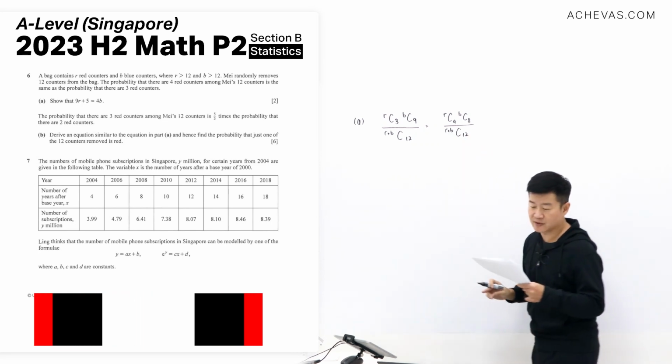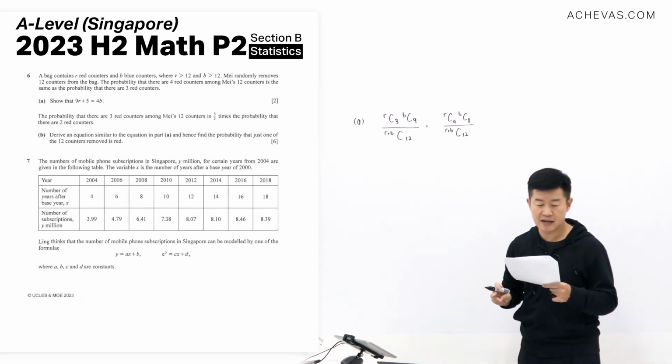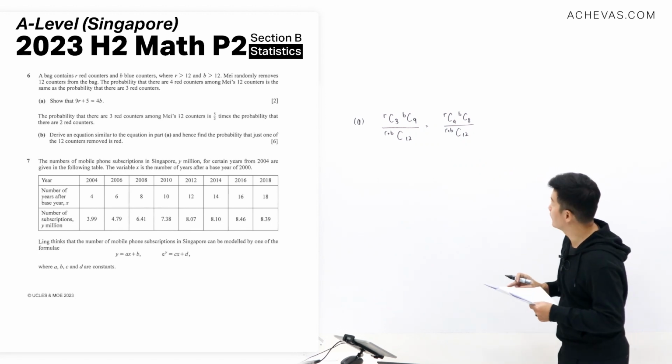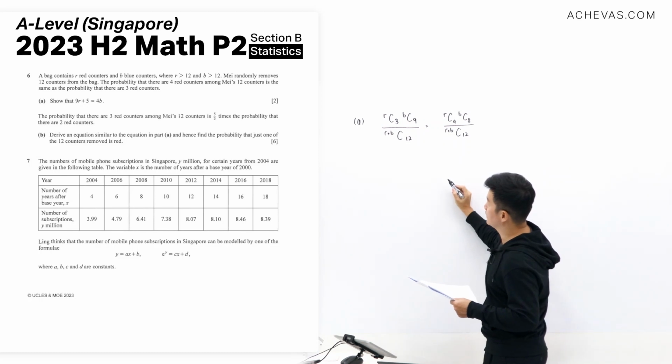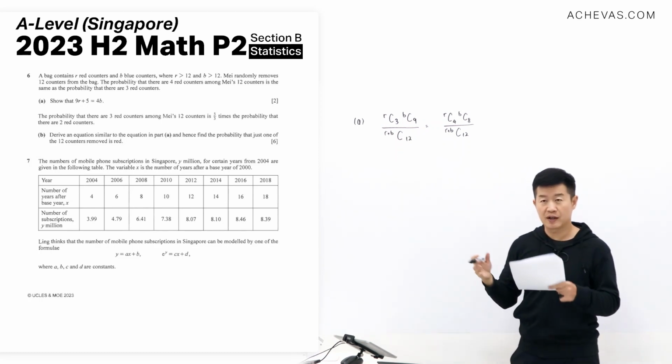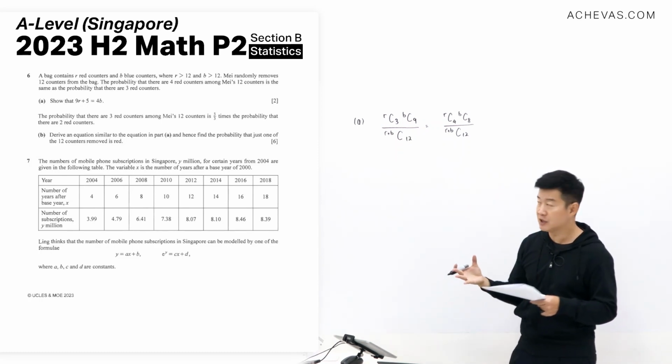So based on this, let's try to see whether we can simplify it to get 9R plus 5 is equal to 4B. So the denominator can be cancelled. We're going to be left with just the numerator. For R choose 3, we can actually refer to our formula sheet.